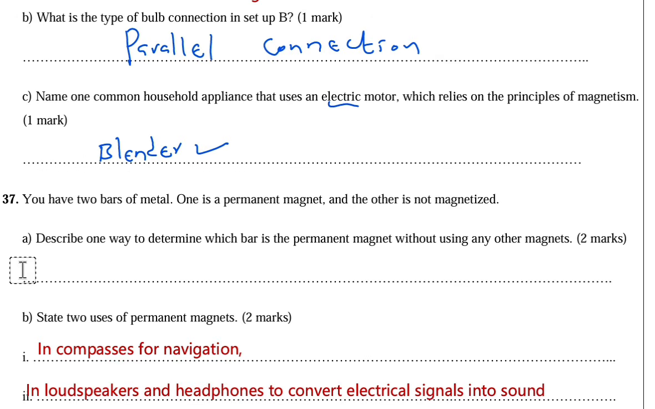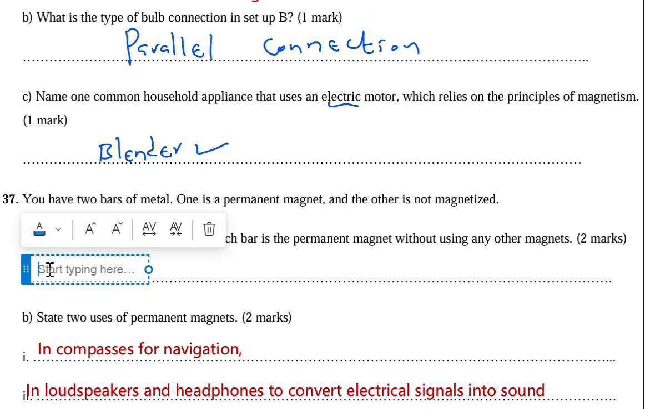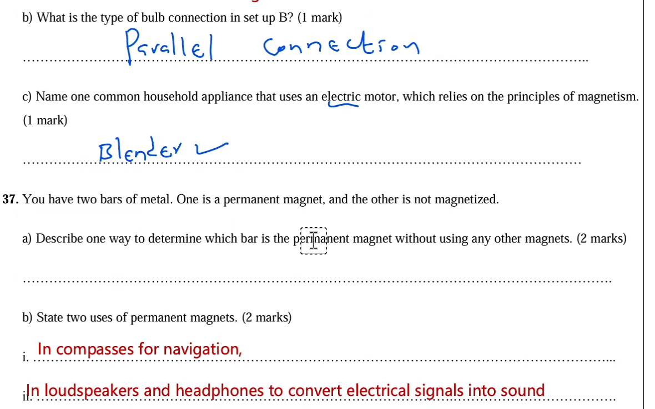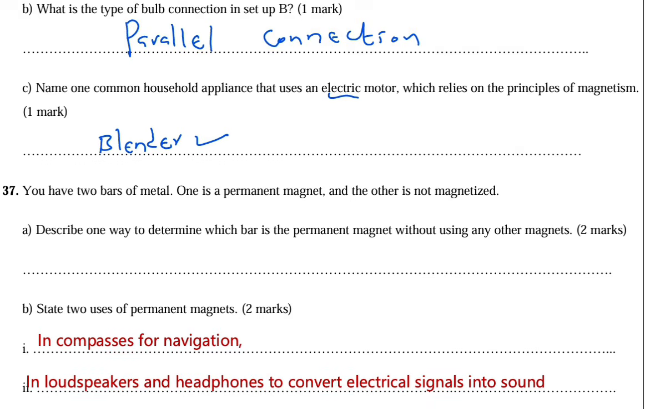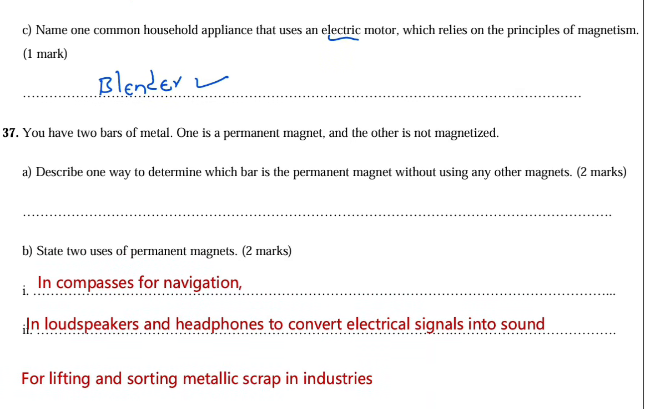Question number 37. You have two bars of metals. One is a permanent magnet and the other is not magnetized. Describe one way to determine which bar is the permanent magnet without using any other magnets. 2 marks. Which method can you use? And then part B, state 2 uses of permanent magnet. We're going to start with part B.